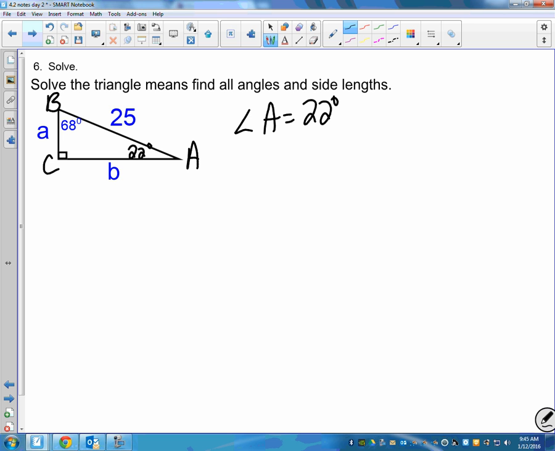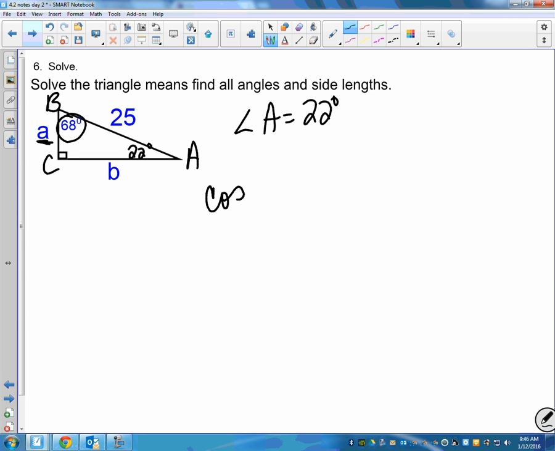So again, how do I know which trig function to use? I look at the angle that I'm using, and then I look at the side I'm trying to find and the side that I know. So if I look at 68 degrees, is a the opposite or the adjacent side to 68? It's adjacent, right? Because it's right next to it, and I know 25. 25 is the hypotenuse. So which trig function do I have to use if I'm looking for the adjacent side and I know the hypotenuse? Cosine.